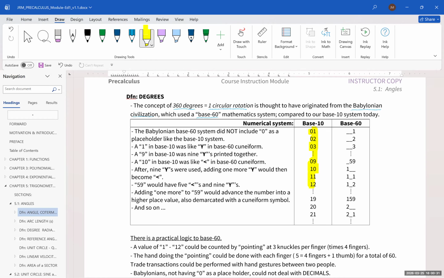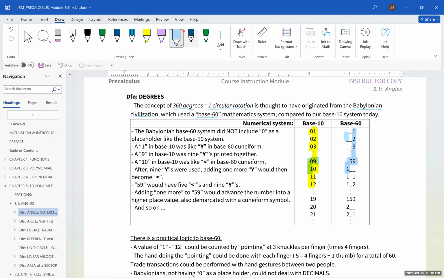Now, base 60 does the same thing, but instead of going from 1 to 9 and then jumping up to the next decimal place, with base 60 you go from 1 up to 59. And then at 60, you jump up to the next decimal place. So you can see how a 9 in base 10 is very much like 59 in base 60. And when you count one more on both, you jump up to the next decimal place.